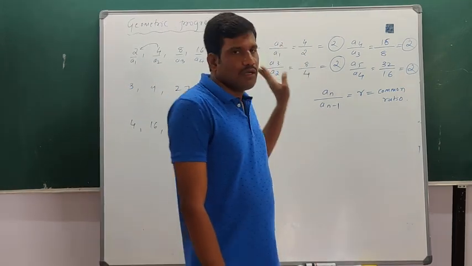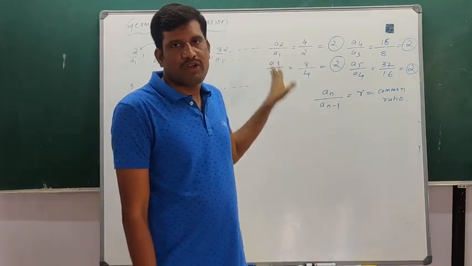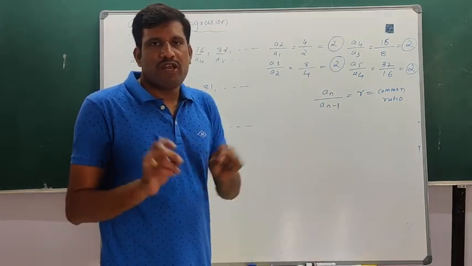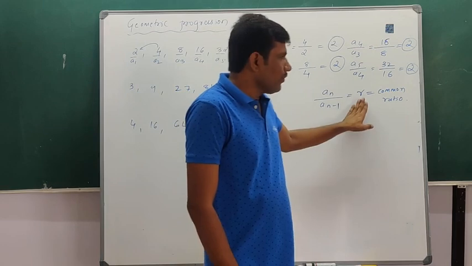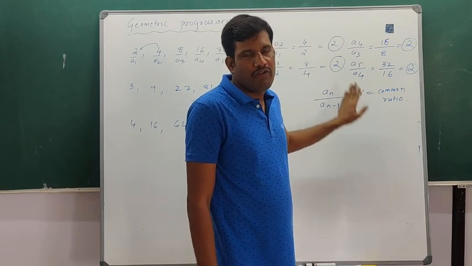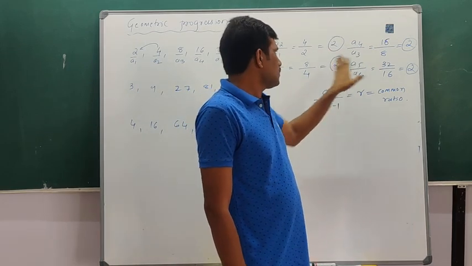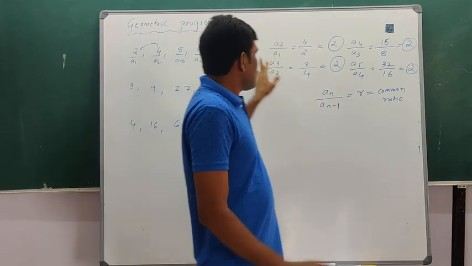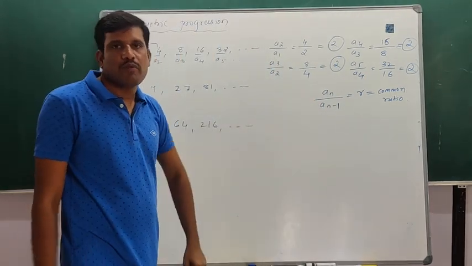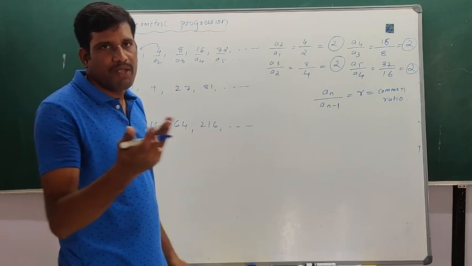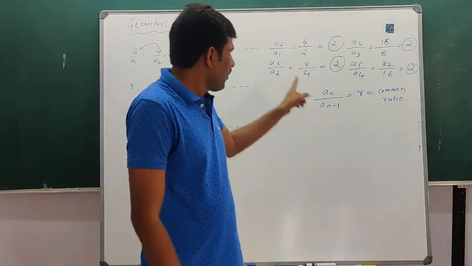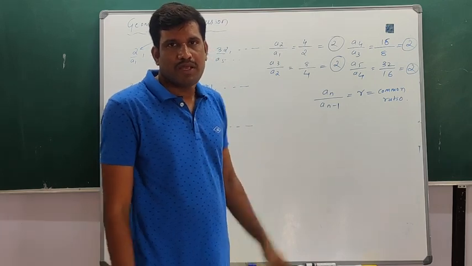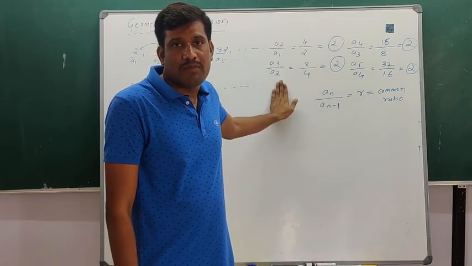When we take the common ratio, that is second term by first term, third term by second term, fourth term by third term, that value will be the same. So that value is called the common ratio. When we take the ratio of second to first, third to second, fourth to third, if we are getting the same constant number, then that sequence we call a geometric progression. Right? So in AP we are taking the difference, but here we are taking the ratio.